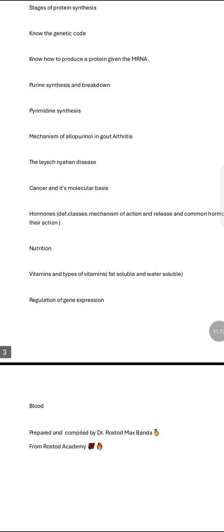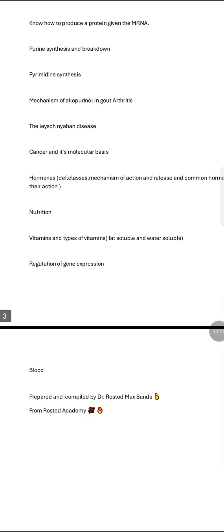Pyrimidine synthesis as well, and mechanism of action of allopurinol in the treatment of gout. And what is gout as well? Okay. The Lesch-Nyhan disease, cancer and its molecular basis. How does cancer come about and what is cancer? And know about those genes when they are defective, right? The P53 gene, RB gene, okay? And those four molecular bases of cancer, okay?